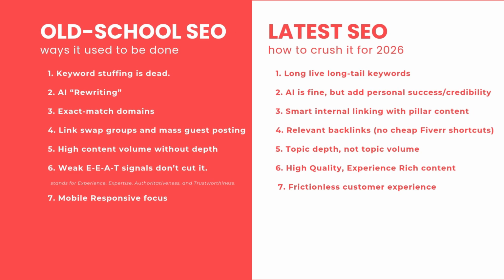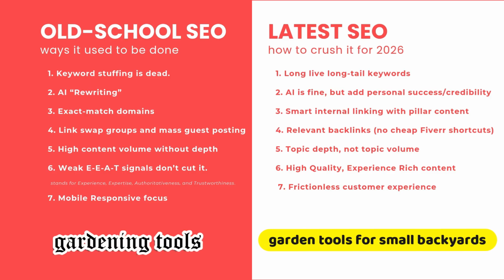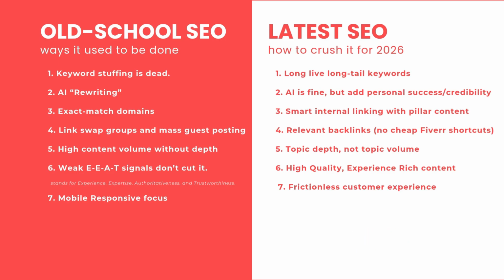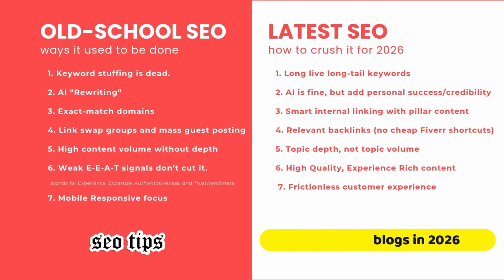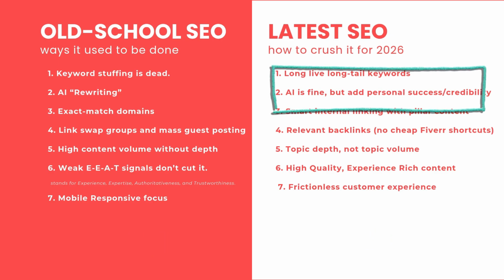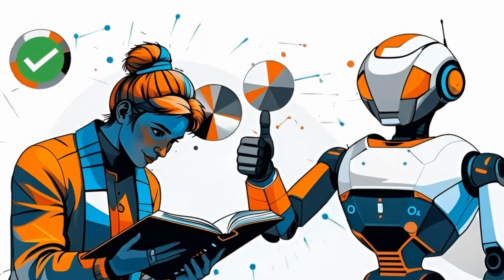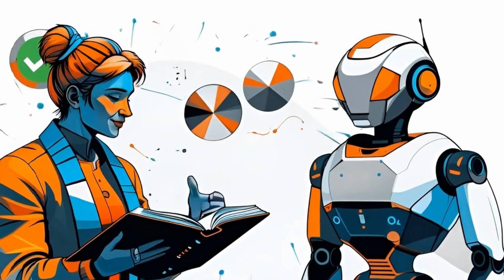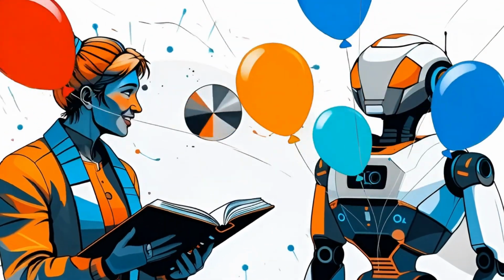So where this is going to come in handy is getting the latest SEO modules and tools built into your SEO GPT that are actually going to make a difference. For example, long tail keywords, which are actually more like phrases. So instead of saying gardening tools, you put down gardening tools for small backyards. Instead of SEO tips, try SEO tips for brand new blogs in 2026. AI is great, but you want to make sure you're adding personal success stories and credibility, ways that Google knows this is actually unique and value-add content.